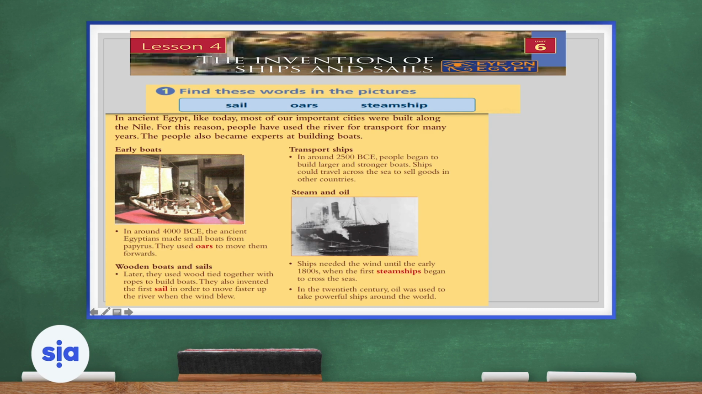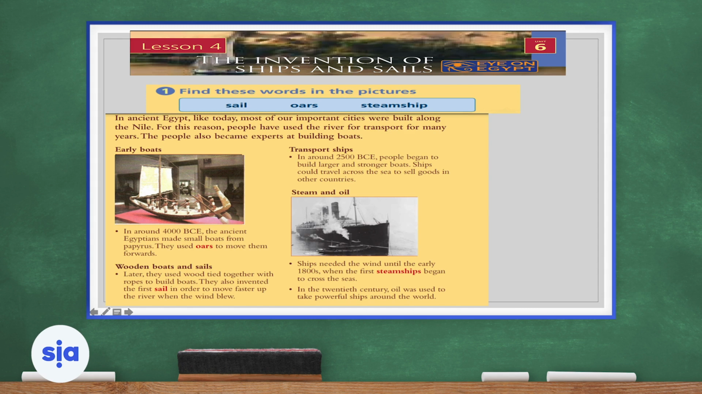Later on, they used wood tied together with ropes to build boats. They also invented the first sail in order to move faster up the river when the wind blew. So the sail is actually the top part of the boat that is made of wood and some kind of material that moves in the wind to help move the boat faster. Now let's jump to the subtitle, Transport Ships.